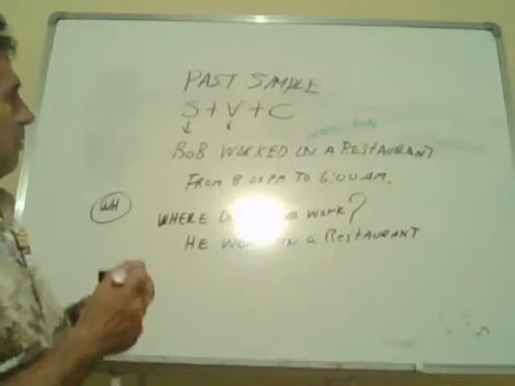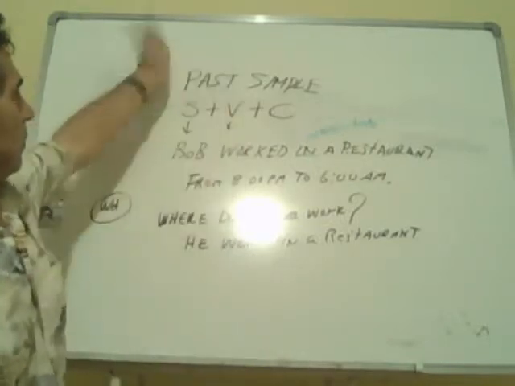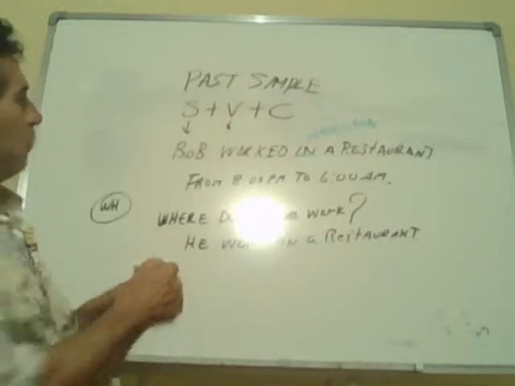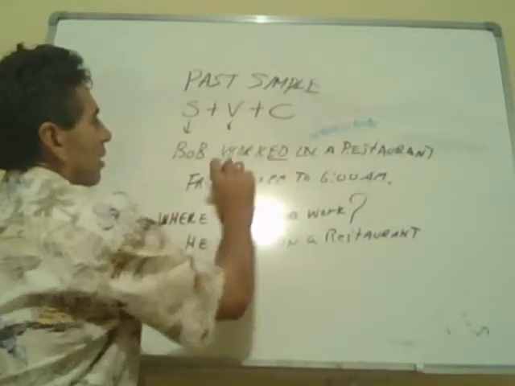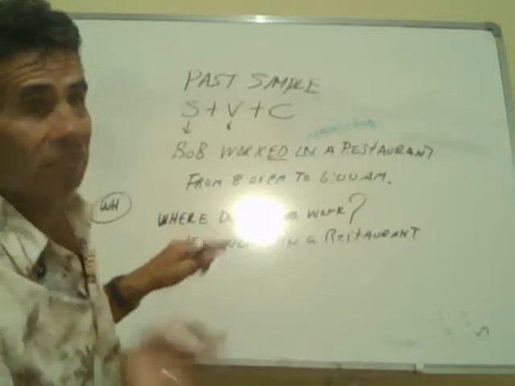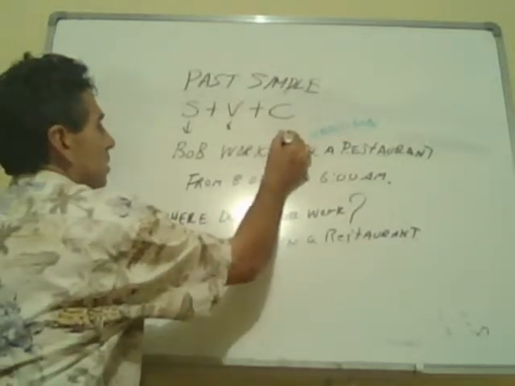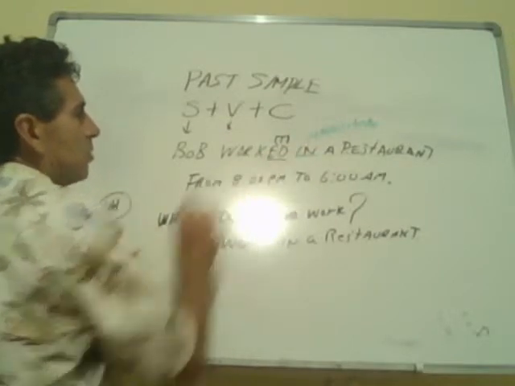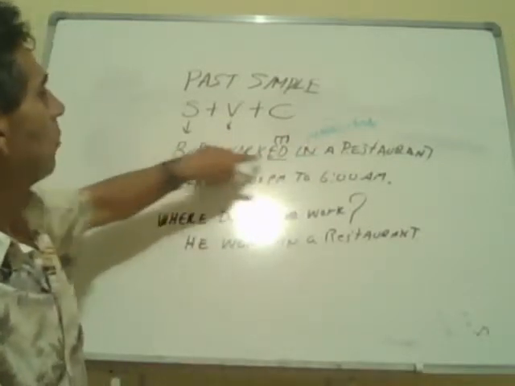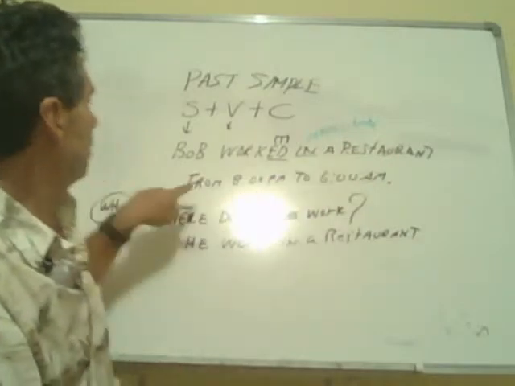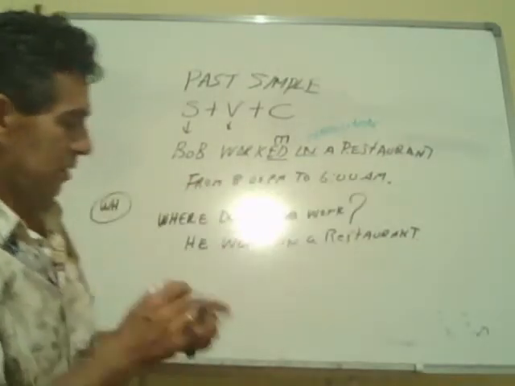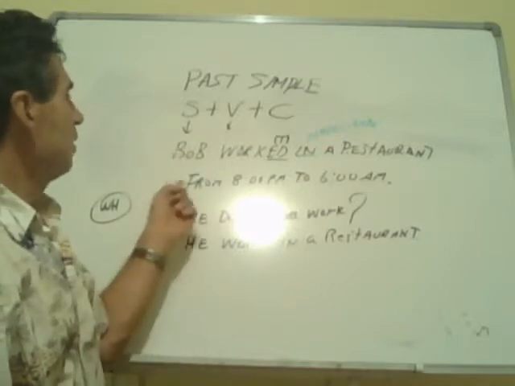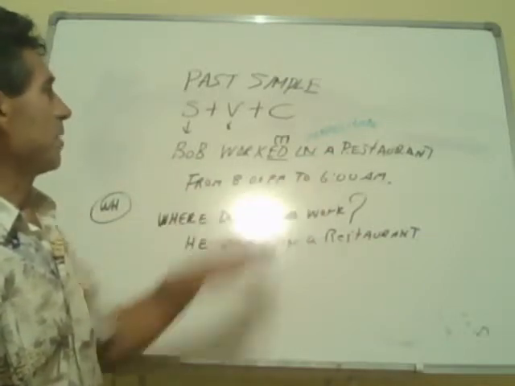Okay? Remember one thing. When we talk about the past simple form, the verb changes over here. Notice something, the pronunciation is very important. These two letters, E-D, sound like a T. So you say worked. Bob worked in a restaurant from 8 to 6 a.m. Say it right there. Say it after me. Bob worked in a restaurant from 8 p.m. to 6 a.m.